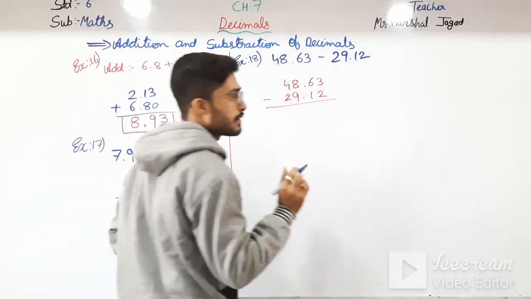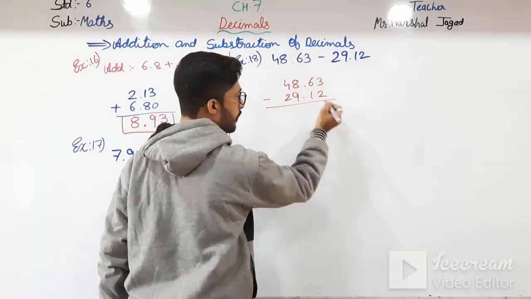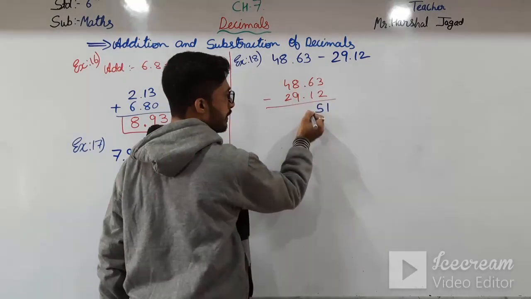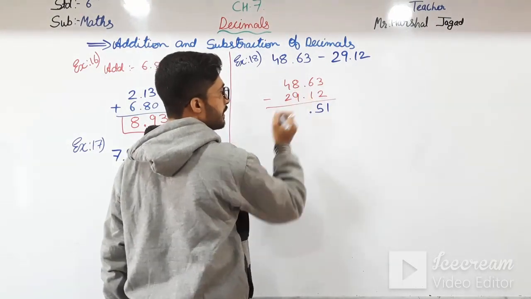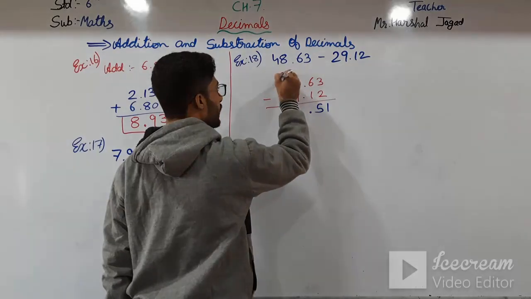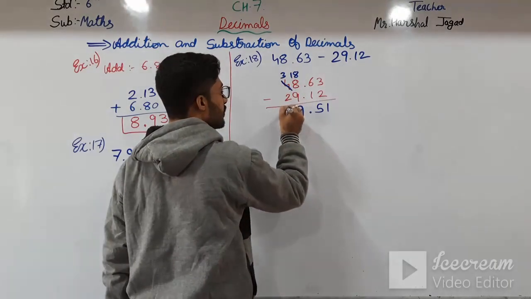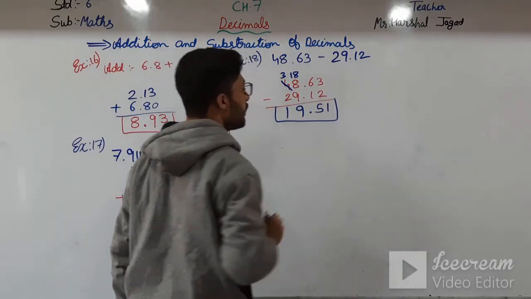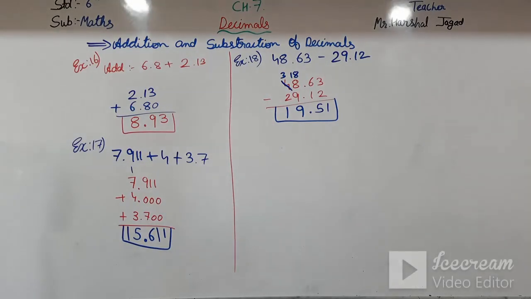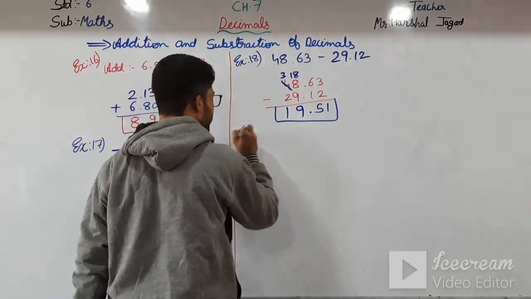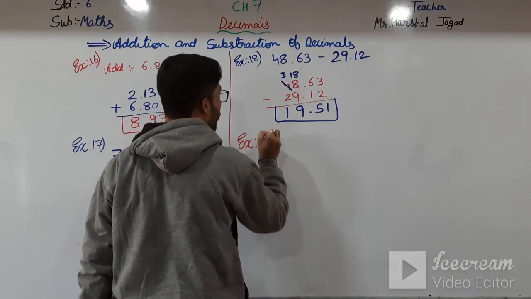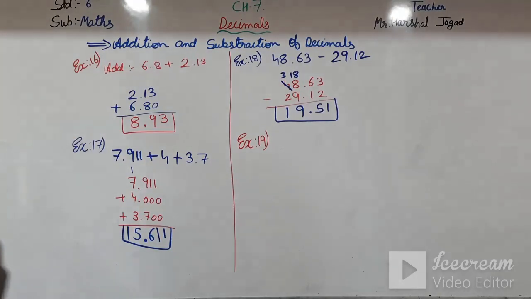First of all, we know the simple subtraction, that is 3 minus 2, 1, 6 minus 1, 5, and here a decimal point. Okay, 8 minus 9 will not happen, so we will borrow from here, that is 18. 18 minus 9, that is 9. 3 minus 2, that is 1, so our answer is 19.5. Moving towards example number 19. In that you can see addition and subtraction both are given.